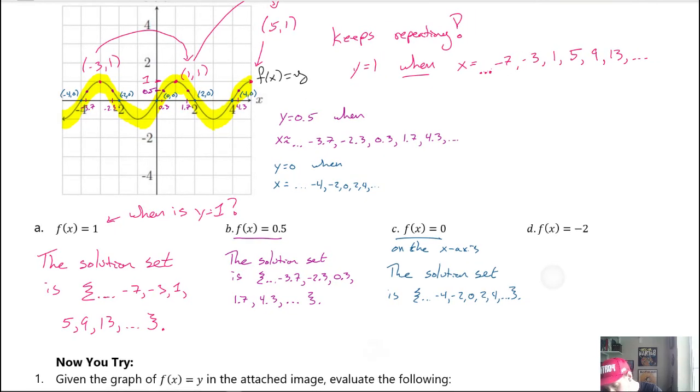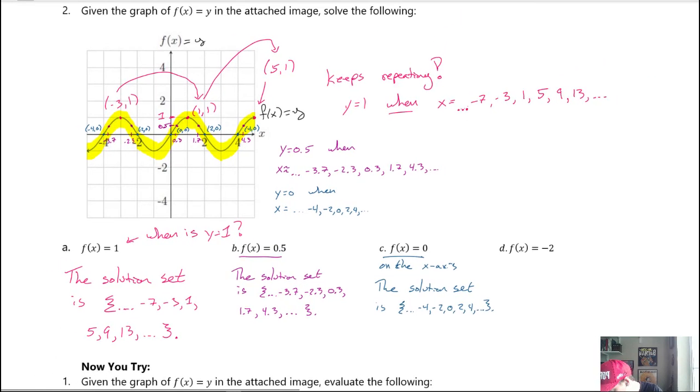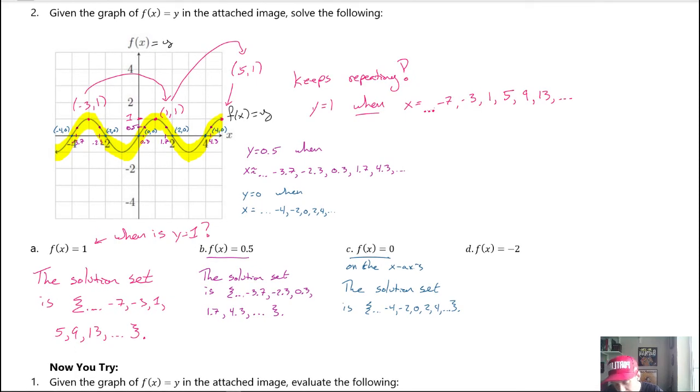All right, and then we got just one more before we give you guys the now you try problems. So we want to know, when is f of x equal to negative 2? When does f of x output negative 2? When I use the word when, I mean for what x values, what inputs, will we get a y value of negative 2.